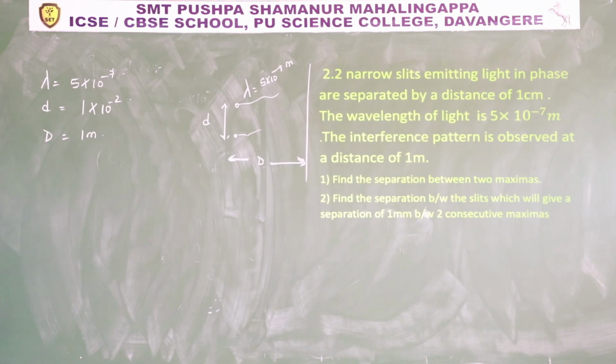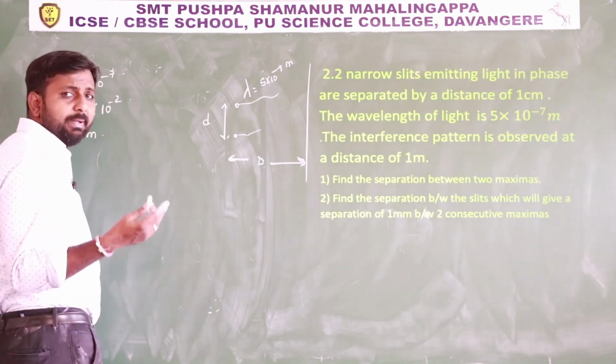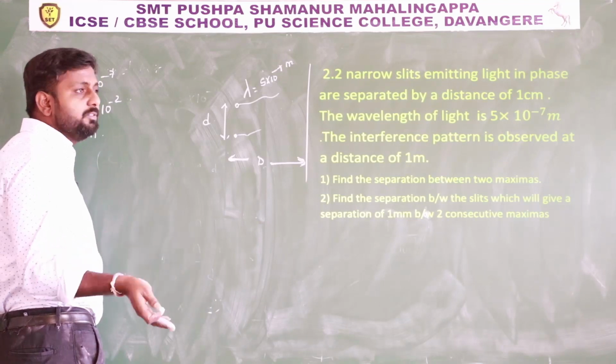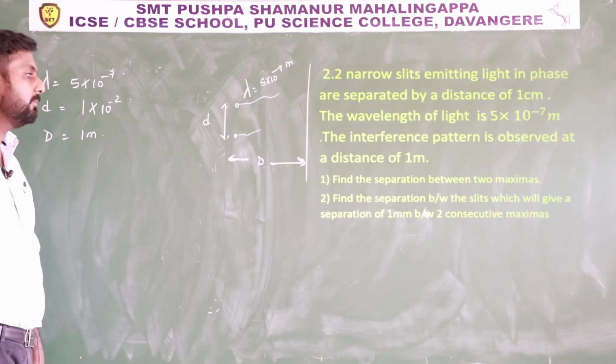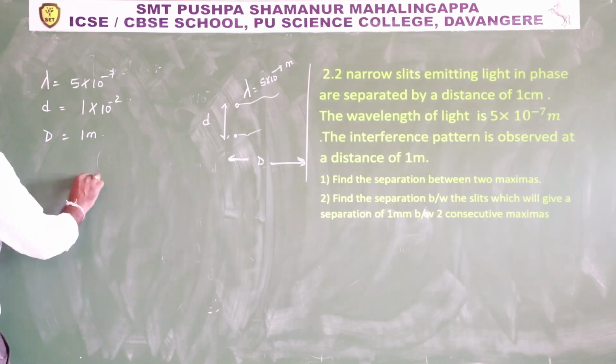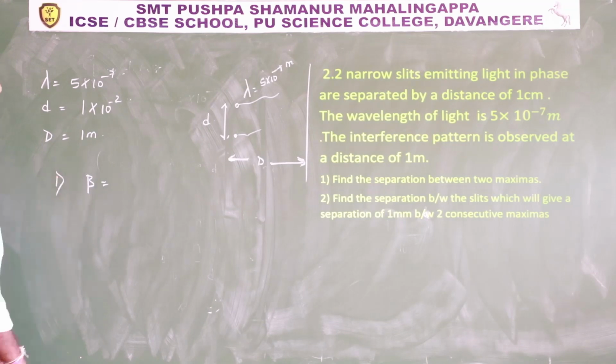You have to find the separation between two maximas. The separation between two maximas is nothing but the fringe width, the distance between consecutive maxima. That is the meaning. You have to find the beta value. That is the first question. Second question: find the separation between slits which will give a separation of 1 millimeter between two consecutive maxima. First I will find the first one.